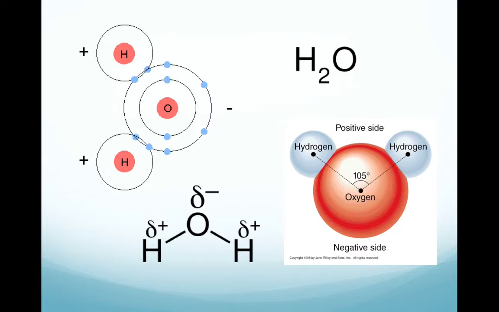So therefore, because of that distribution of the charge, a water molecule is considered polar. It has a negative region and a positive region. The water molecule at the bottom is drawn according to how an organic chemist would show the molecule. So the straight lines between the atomic symbols represent the chemical bonds between those elements.